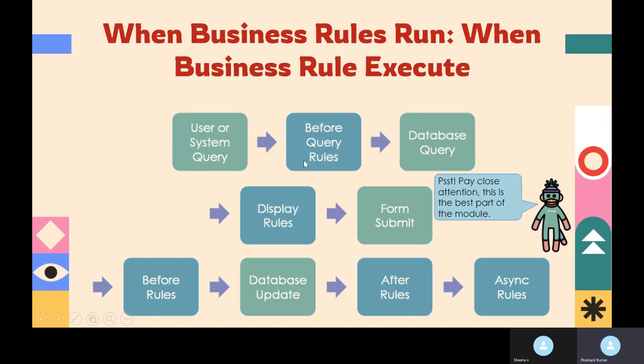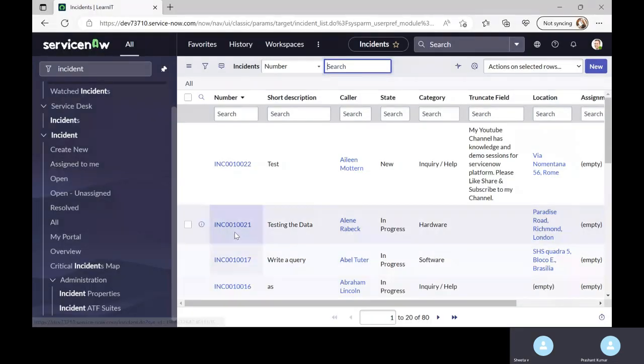then we queried the database and we are fetching the records. Suppose we have already fetched the list of records. And now after the database query, what happens? Our display business rule runs. Display means as soon as we click on certain records. Suppose I have clicked and opened this record.